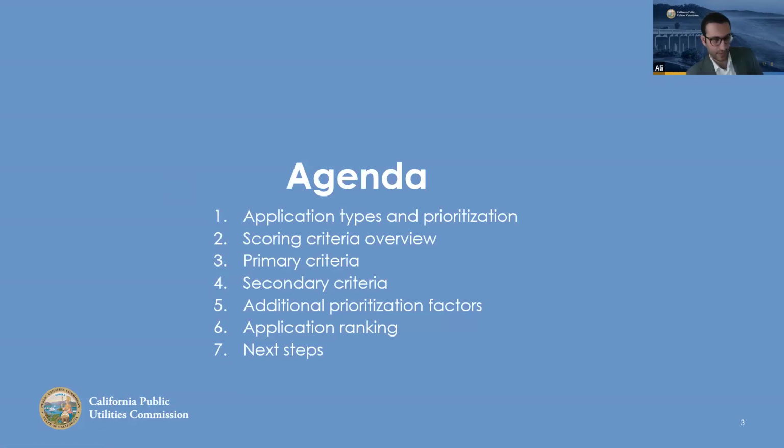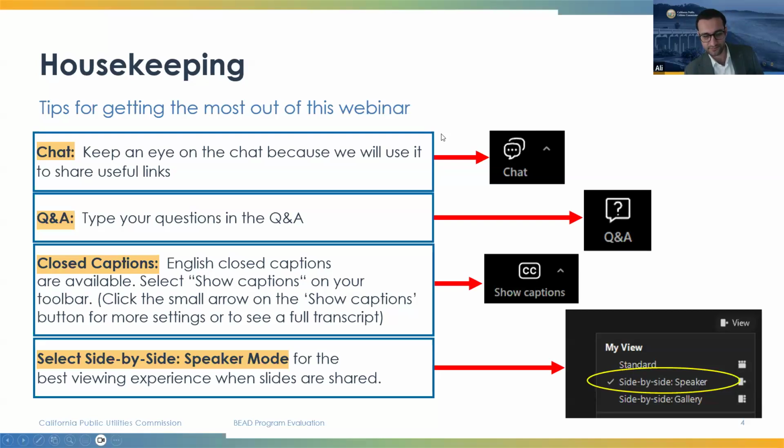So here's the agenda for today and what we'll be covering. First, we go through the application types and prioritization. The scoring criteria overview is next, and after that, we discuss primary criteria and secondary criteria. Additional prioritization factors coming next, and application ranking as our sixth topic of today's conversation. And finally, we wrap up with what's ahead.